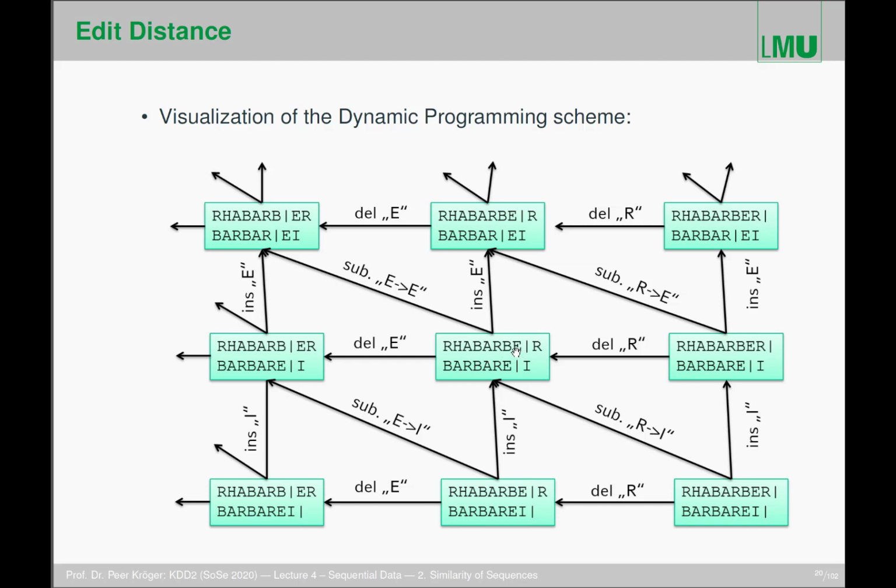Take this one here, for example. Now you're comparing E from Rhabarber with E from Barbarei, and then again you can take a substitution or a match, moving to this position in the matrix, or you can delete the E from Barbarei, which is a vertical step, or you can do a horizontal step by deleting this E from Rhabarber. You can think of this matrix where you put Rhabarber on top, so the symbols of Rhabarber denote the columns, and you put Barbarei on the left hand side, so the rows represent the symbols of Barbarei, the second sequence.